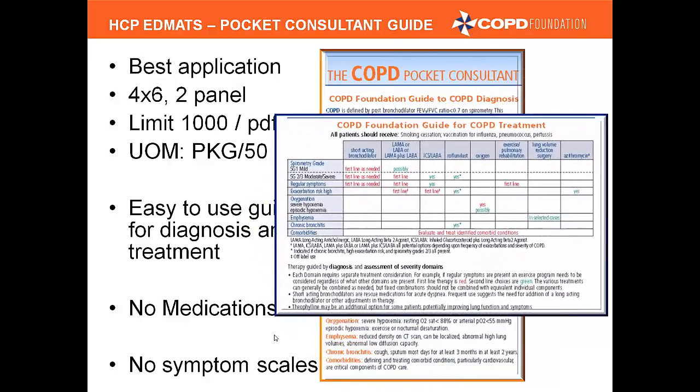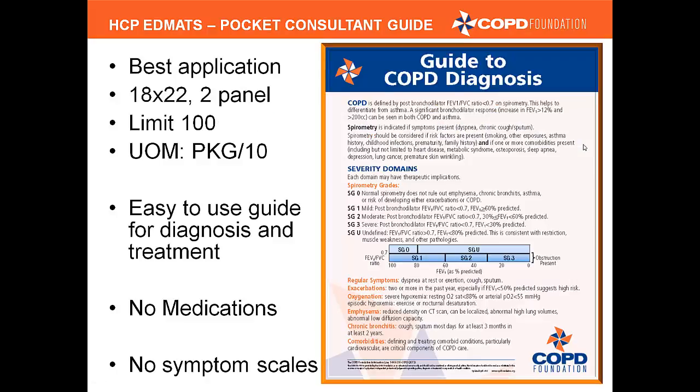If we take a look at the other side, you see that same therapy chart, which lists severity domains in the rows, and the common treatments for COPD are listed in the top columns.